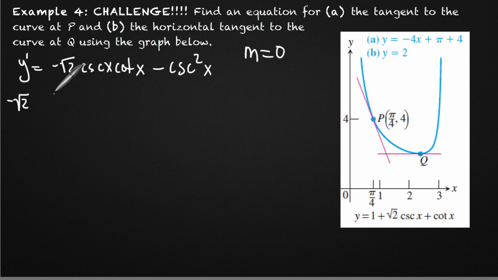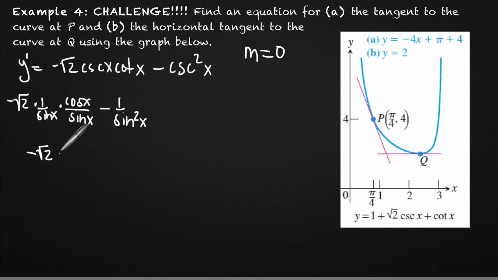-√2 cosecant is going to be 1 over sine of x, and cotangent is cosine of x over sine of x, minus cosecant squared, which is 1 over sine squared. So we end up getting on the top -√2 times cosine of x minus 1 over the common denominator of sine squared. That is our derivative rewritten. Now we need to take that derivative and we need to set it equal to 0.